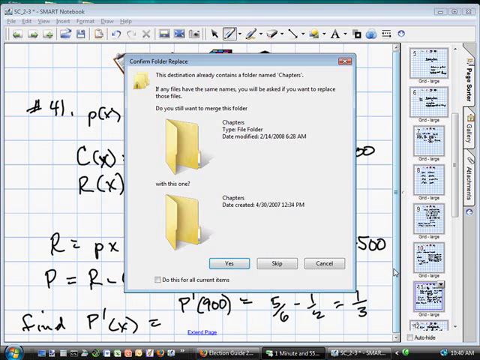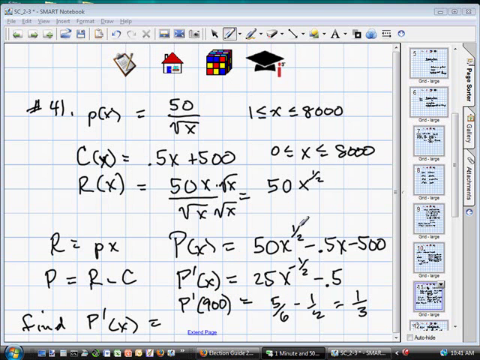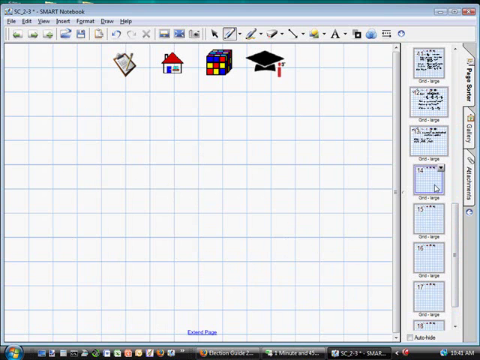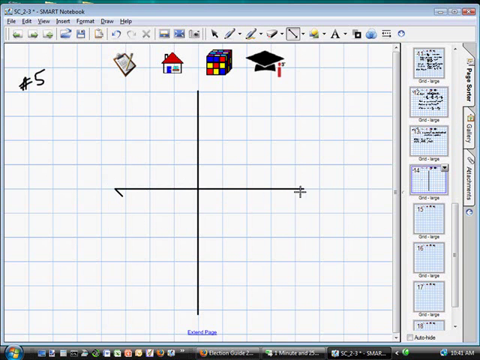Okay, 3 through 8. Sketch the graph of the function and find its average rate of change over the interval. Well, let's take a peek at number 5. So let's quickly plot the sketch of this graph. X squared minus 4x plus 2.